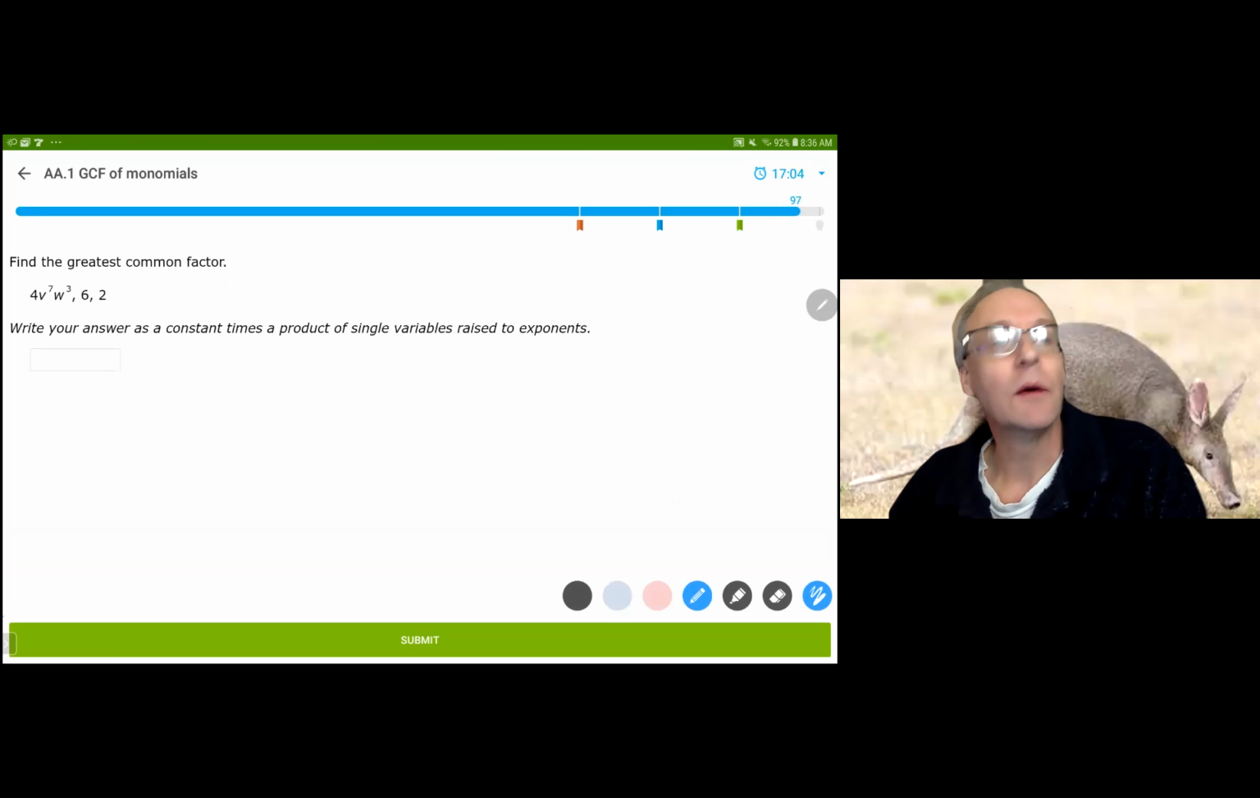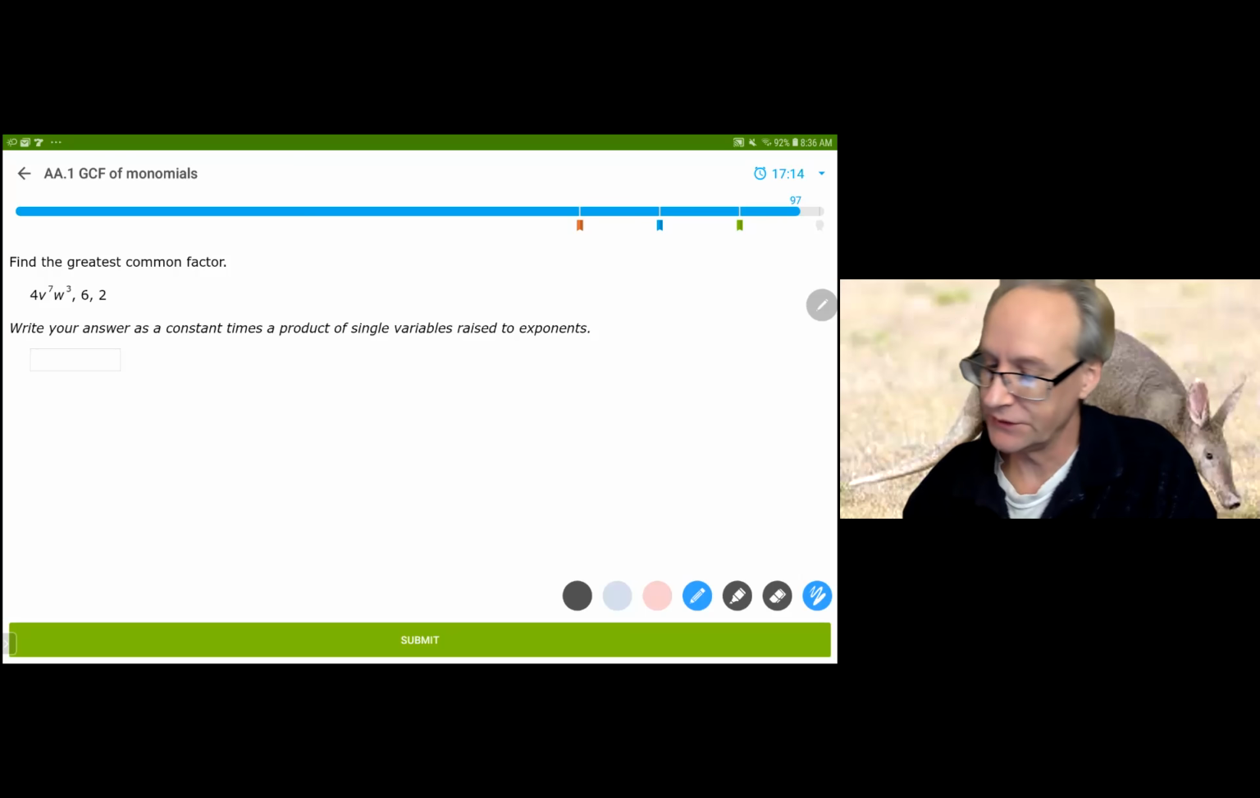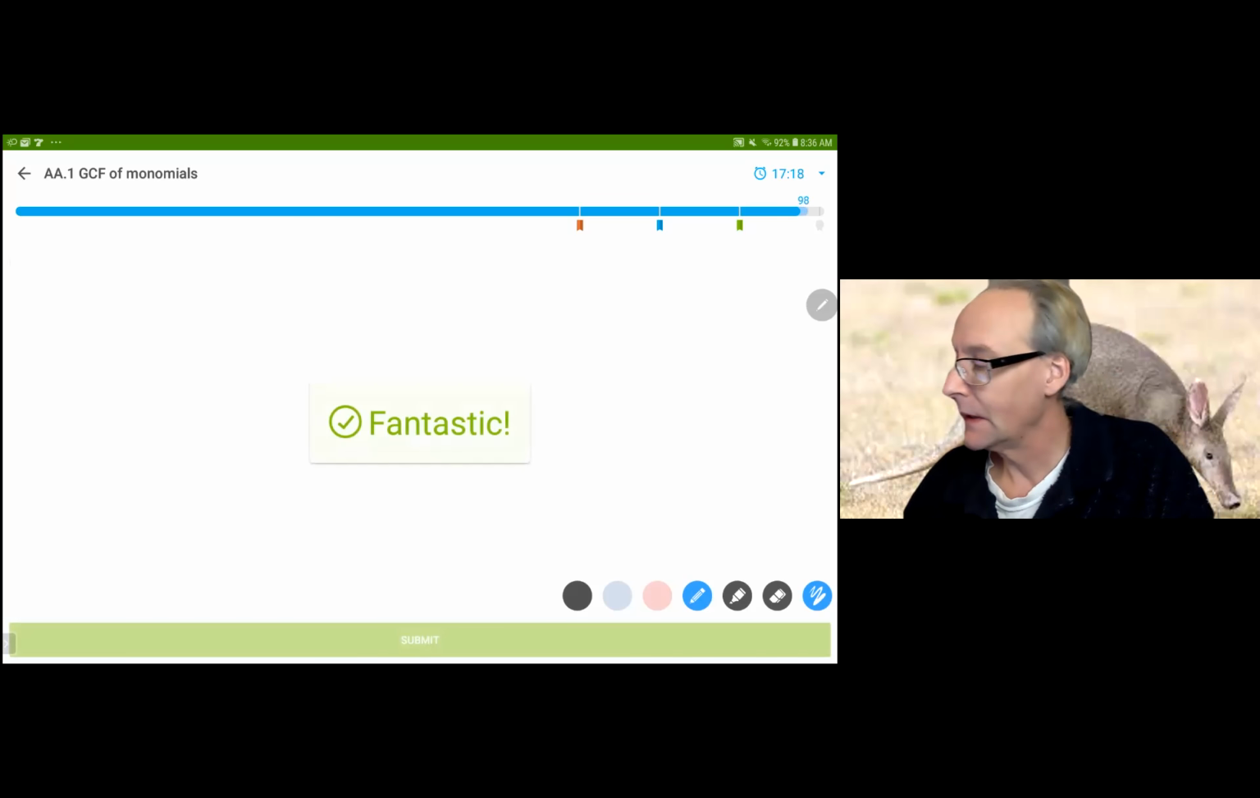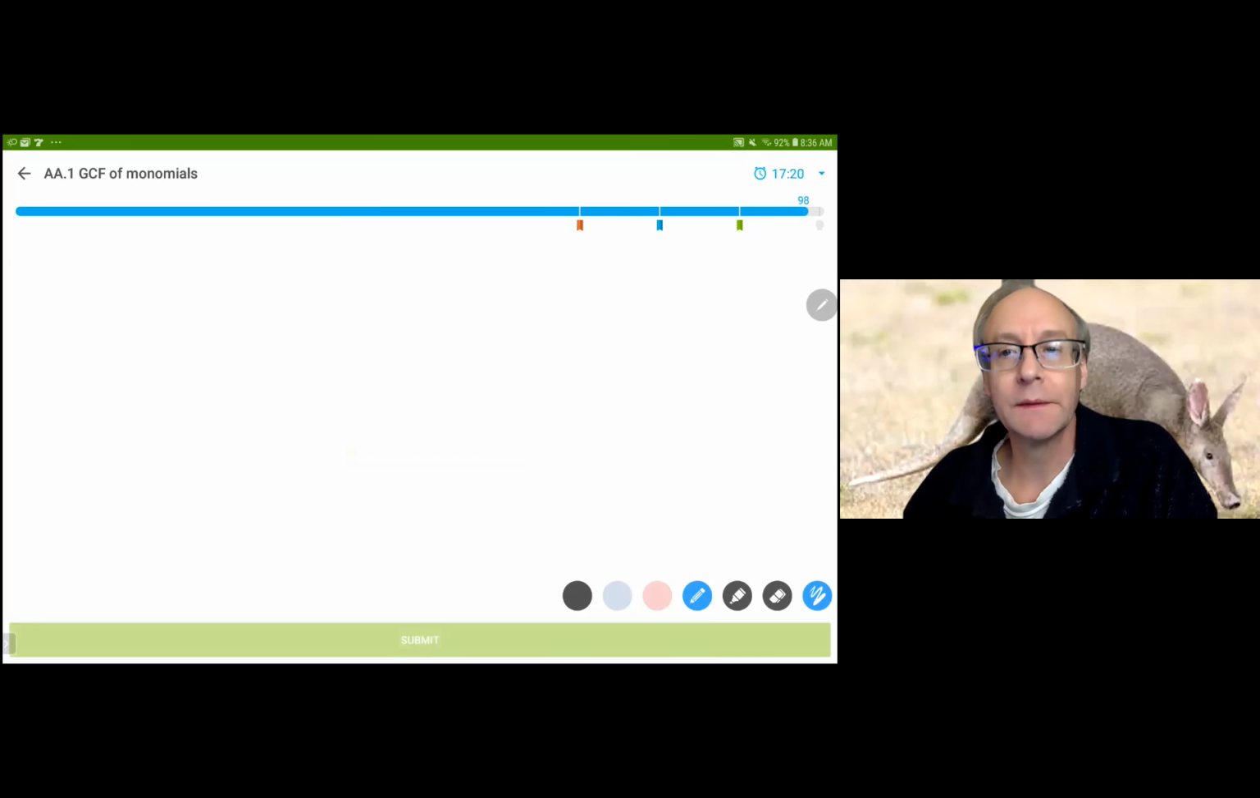All right, we have a 6, a 2, and a 4, and sure enough, 2 goes into all those coefficients, and there are no W's or V's for the 6 and the 2, so it's just the 2. And looks like we got a couple more. Almost done.